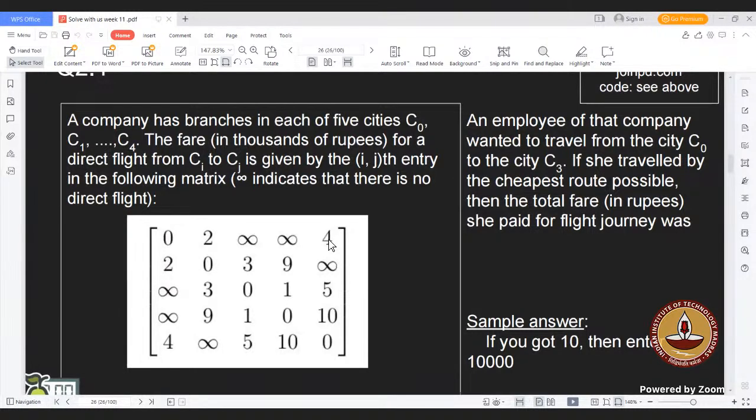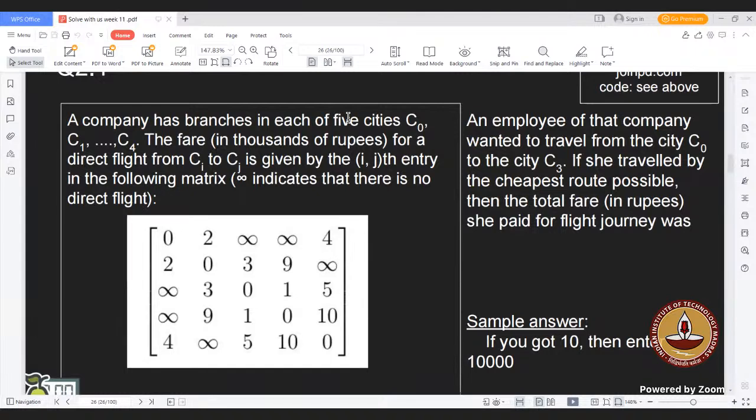So everyone first draw this graph. An employee of the company wanted to travel from city C0 to C3. If she traveled by the cheapest route possible, then the total fare that she paid. So basically, we have to draw the graph of the given adjacency matrix, and then find the shortest distance between C0 and C3. You can use any one of the algorithms, Dijkstra, Bellman-Ford, or Floyd-Warshall.